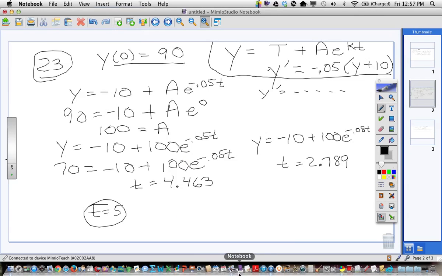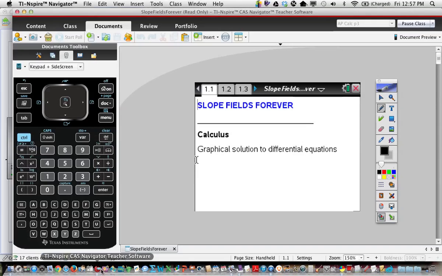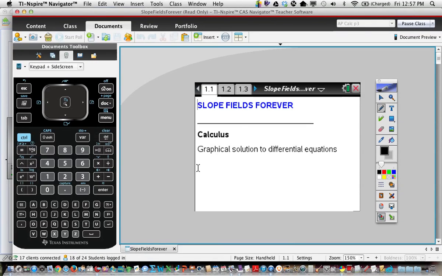All right, so what we want to do next, go ahead and get that document, your calculator, and the document I sent you. It's called Slope Fields Forever.